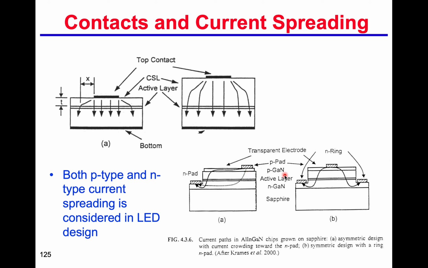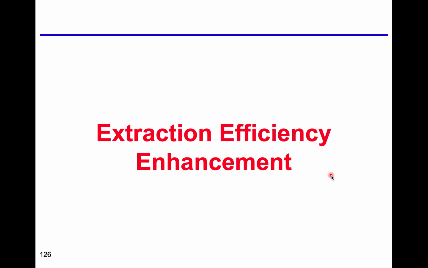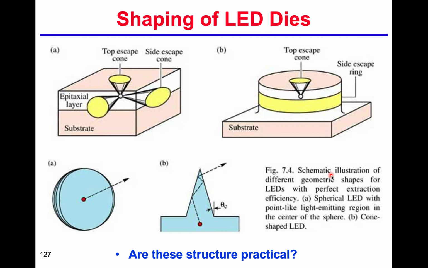And p-type gallium nitride, the resistivity is pretty high, so there's a voltage drop here. So we can move the electrode from the side to the center. So that's one way to do that. Okay, and then move to the extraction efficiency enhancement.